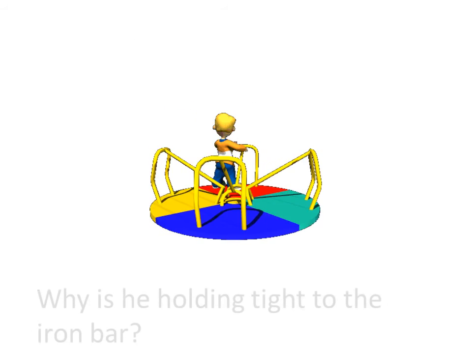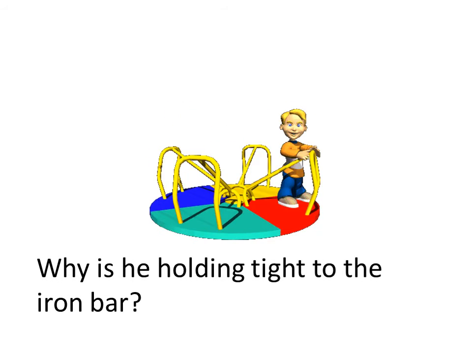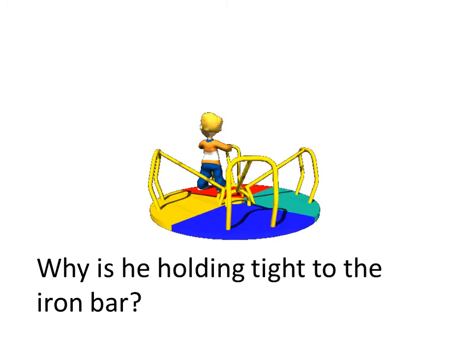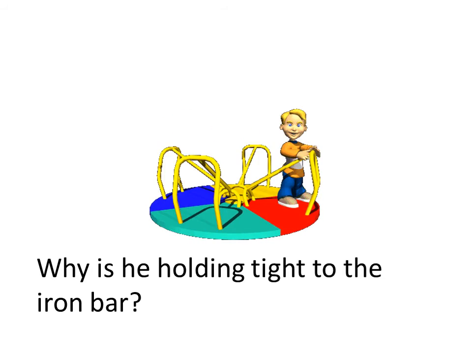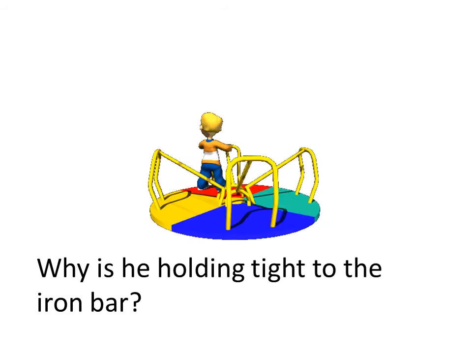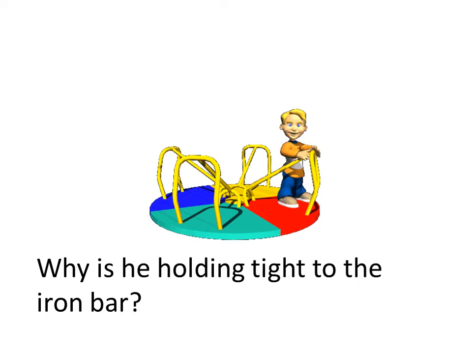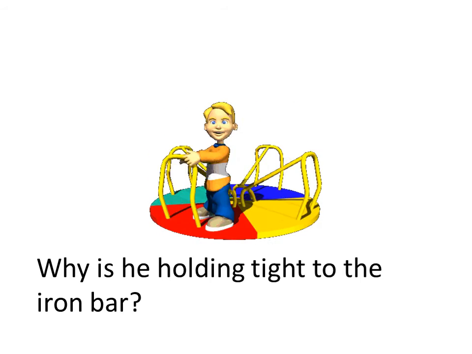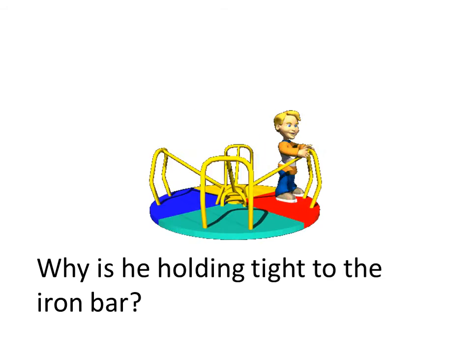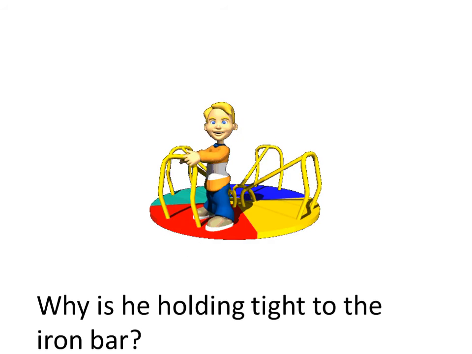The new question: why is he holding tight to the iron bar? He wants to fix himself in order not to fall. That's true. But how is it applied to our lesson? It is applied to one of Newton's laws of motion, the first one. We will see it later.